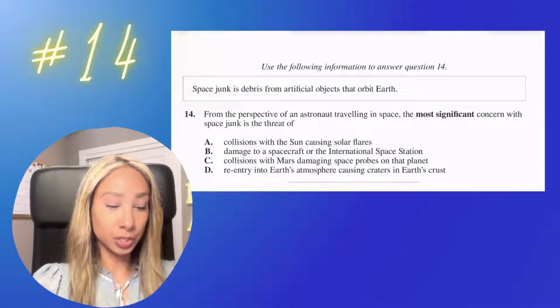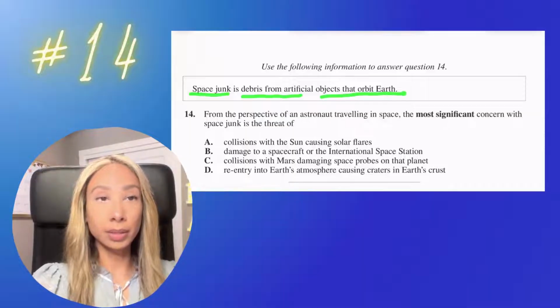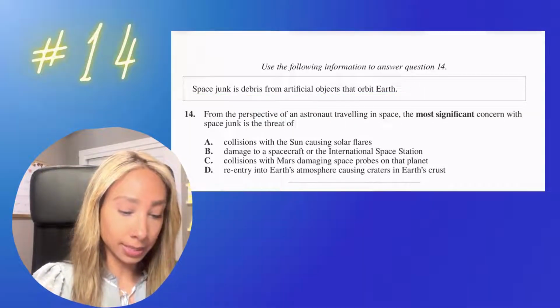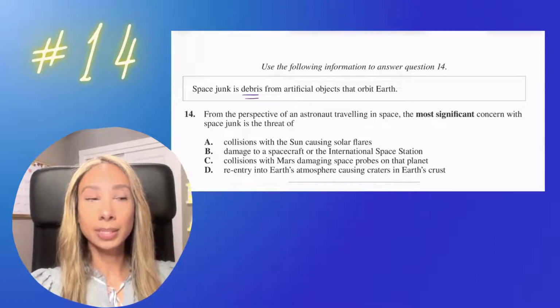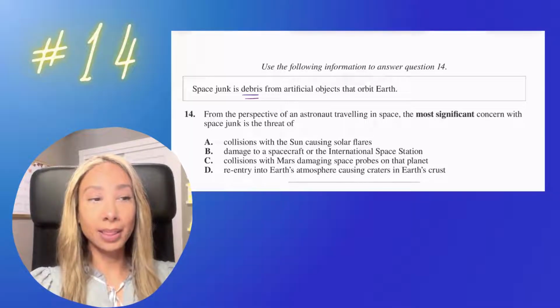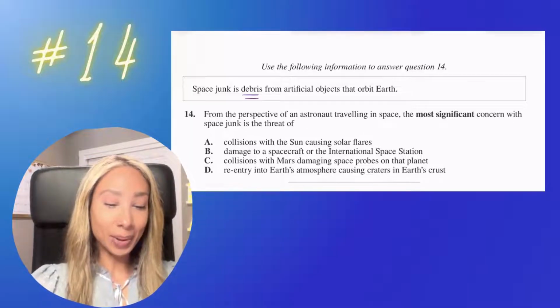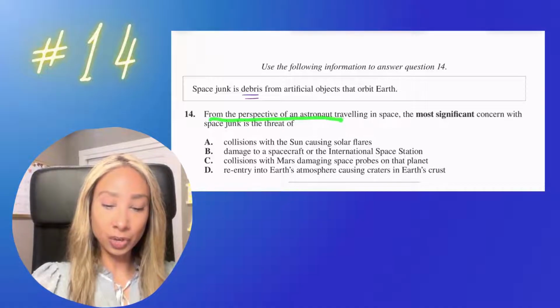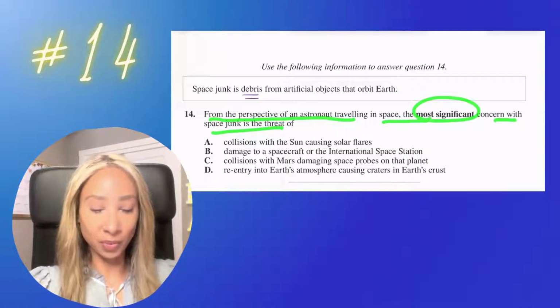With our information here, we know that space junk is debris from artificial objects that orbit Earth. So we've got our debris, basically things that are coming off of other objects that are orbiting Earth. And the thing with space junk is we're putting things in space where there's no opportunity for them to decay or degrade. They will just be continuously floating around in the abyss, if you will. So we want to know, from the perspective of an astronaut traveling in space, the most significant concern with space junk is the threat of the following.